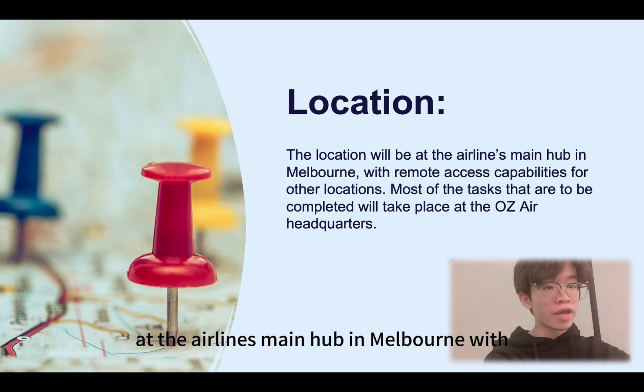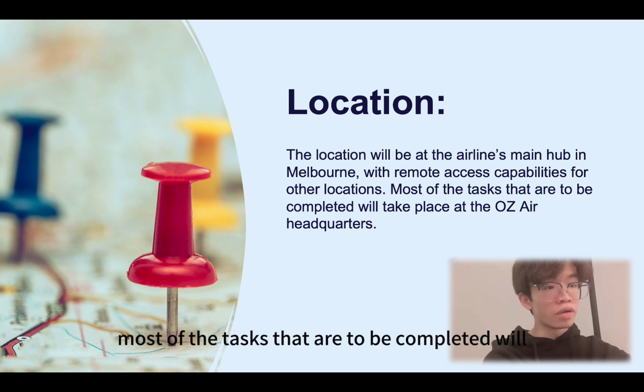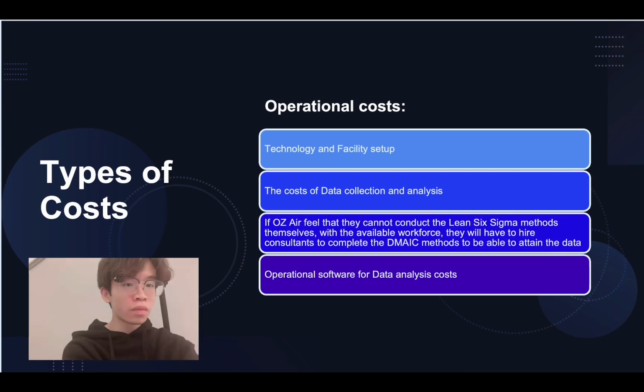The location will be at the airline's main hub in Melbourne, with remote access capabilities for other locations. Most of the tasks will take place at the AusAir headquarters. But there are operational costs like technology and facility setup, as well as data collection and analysis costs. And if AusAir feels they cannot implement the Lean Six Sigma methodology on their own with their current workforce, they will have to hire consultants to complete the DMAIC methodology in order to obtain the data.